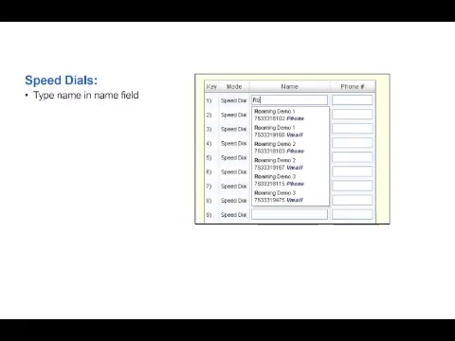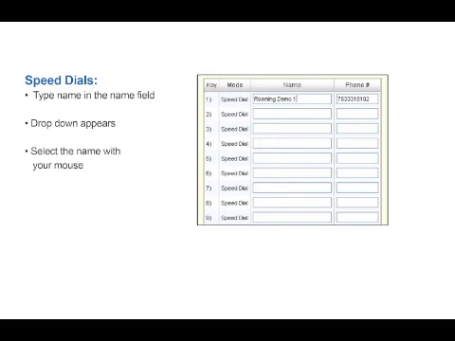If you know the name of the person in your group whose speed dial you want to enter, start typing that name in the name field. A drop-down will appear with the members of your group whose names start with the letters you are typing in. You can quickly pre-populate that speed dial by selecting the name with your mouse.